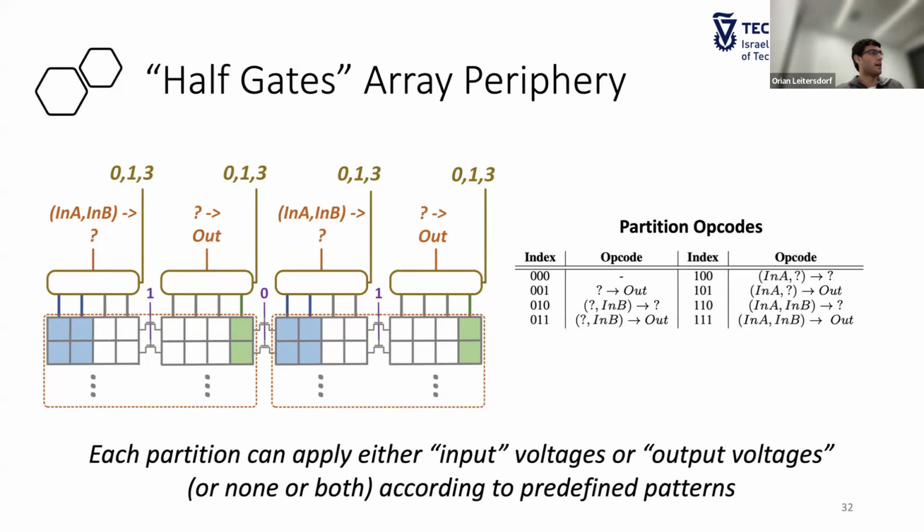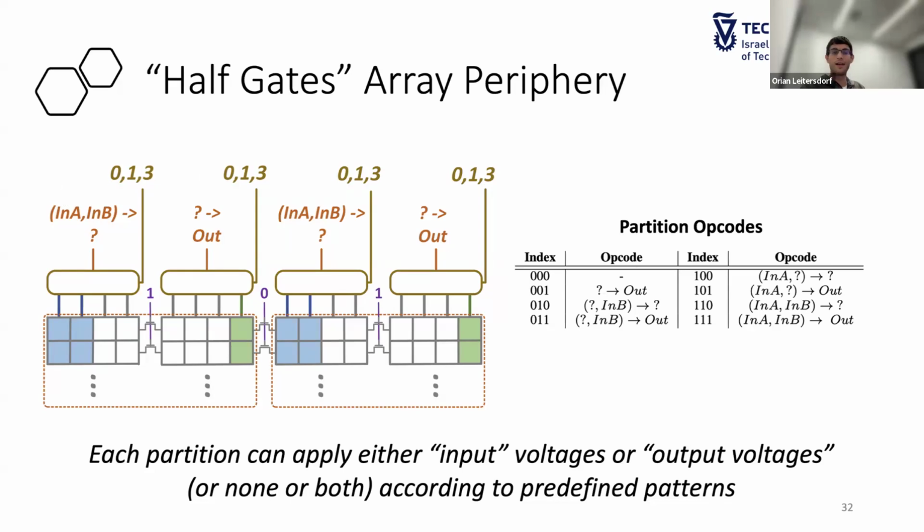Let's see an example here. I'm trying to perform a logic operation with 2 inputs from the first partition, the output in the second partition, and in parallel 2 inputs in the third partition and the output in the fourth partition. So what I can do here is specify for the first partition to only apply input voltages. That's what we see here. In A and in B are coming from inside the partition, so apply their voltages, and don't apply output voltages. Why? Because we trust that a different partition, in this case the second partition, will get an opcode to apply only output voltages. And this is where you're building the logic gate with input voltages being applied in one partition and output voltages being applied in a different partition.